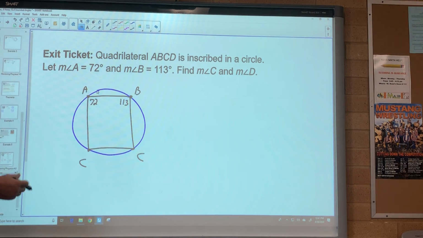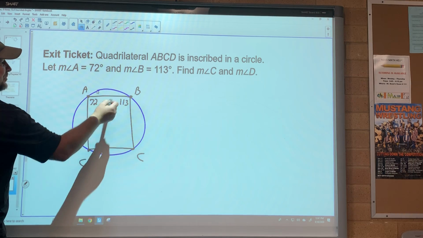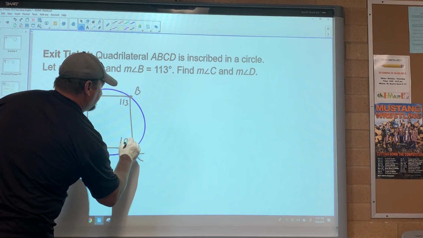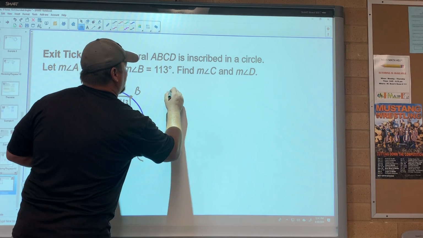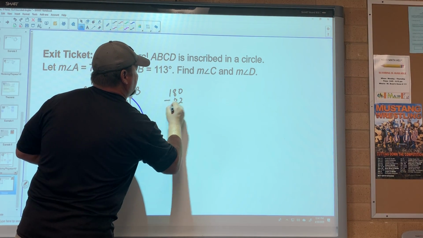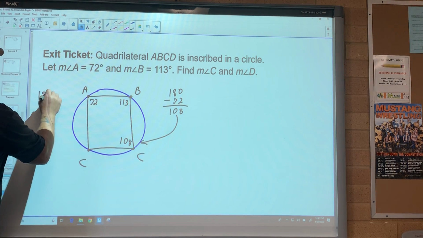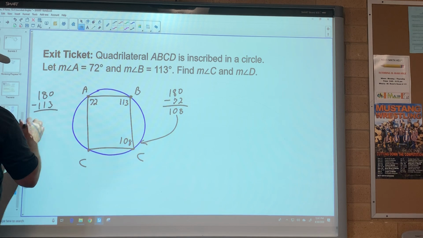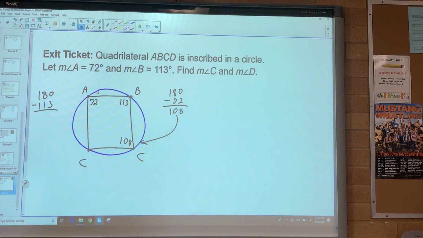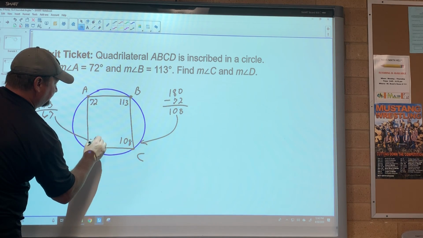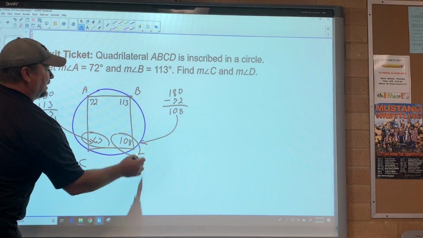Well, what do we know? It's inscribed, so we know opposite angles have to be 180. So I'll just take 180 away from 72, 180 minus 72, and I get 108. So 180 minus 72, 108, and that's that one. And then I'm going to go 180 minus 113, and 180 minus 113 is 67, and that's that one right there. And we found it, and you got it.